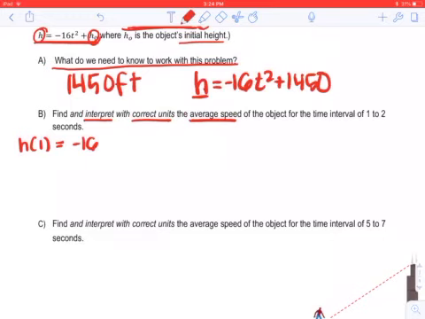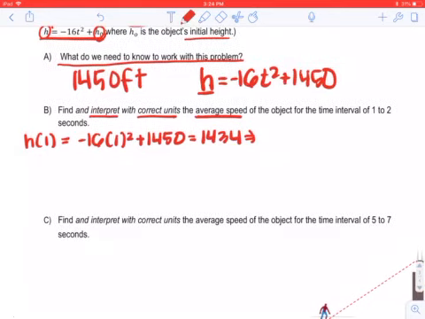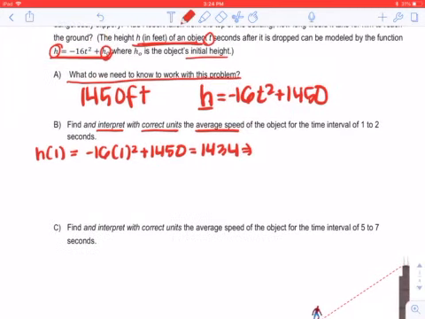Plug in 1, negative 16 times 1 squared plus 1450 is 1434. And I have the answers memorized because I did this 3 times today with class, so you could be plugging that into your calculator. That gives me the point 1, 1434. Realize what this means. It means after 1 second, the object is now 1,434 feet off the ground.